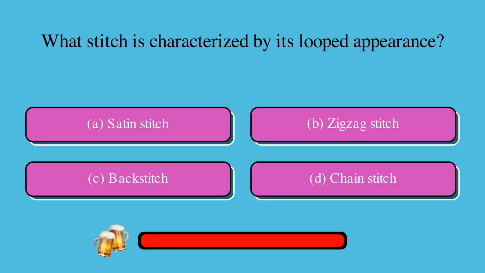What stitch is characterized by its looped appearance? Is it A, satin stitch, B, zigzag stitch, C, backstitch, or D, chain stitch? The correct answer is D, chain stitch.